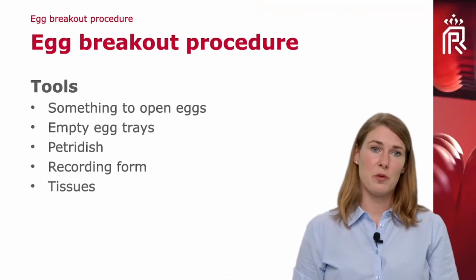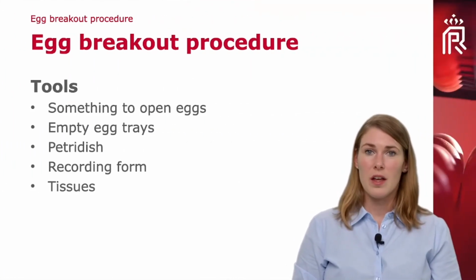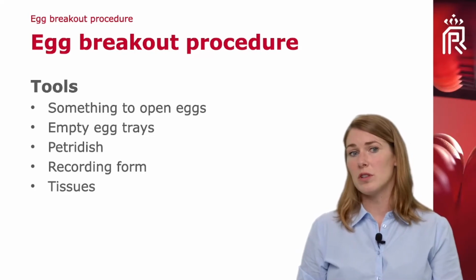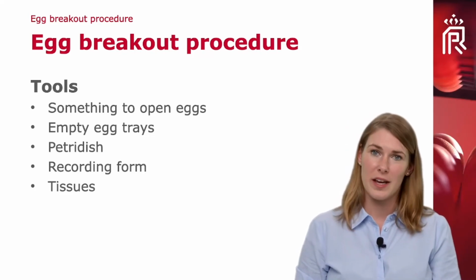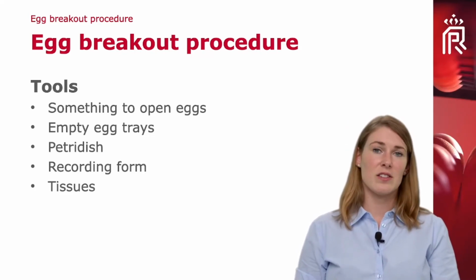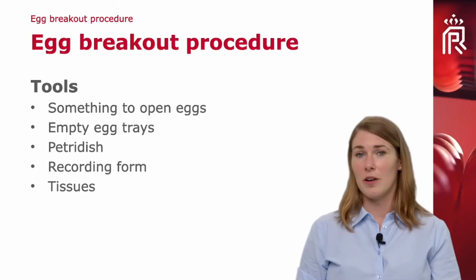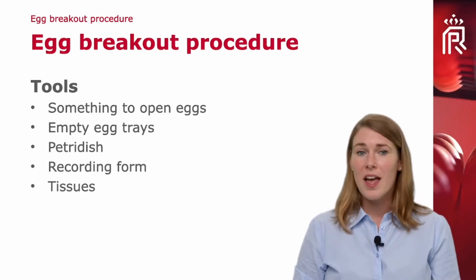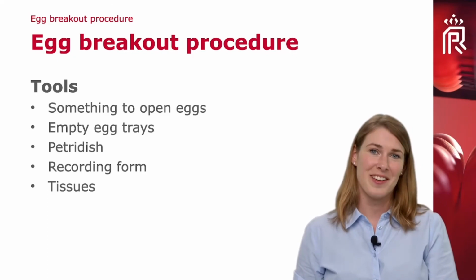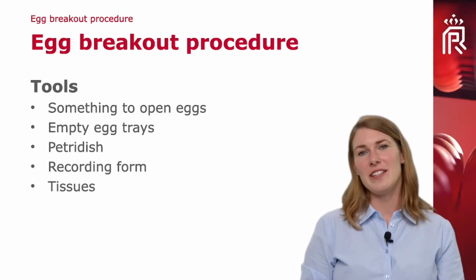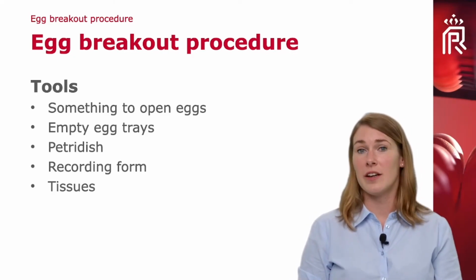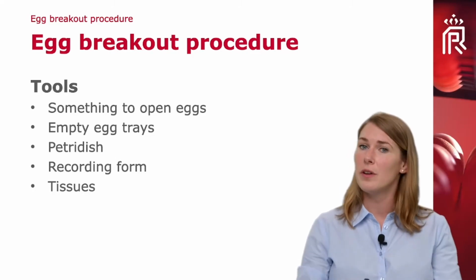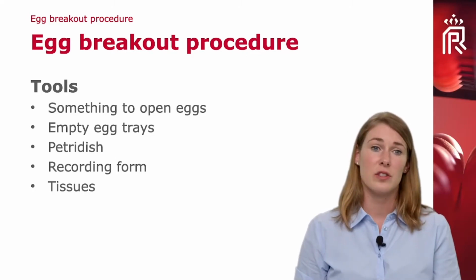So how to perform a breakout procedure? Of course you need some tools. You need something to open the eggs. I don't mind if that's a teaspoon or the side of your table, as long as you do it with care. You also need some empty trays to put the eggs on that you've just opened.